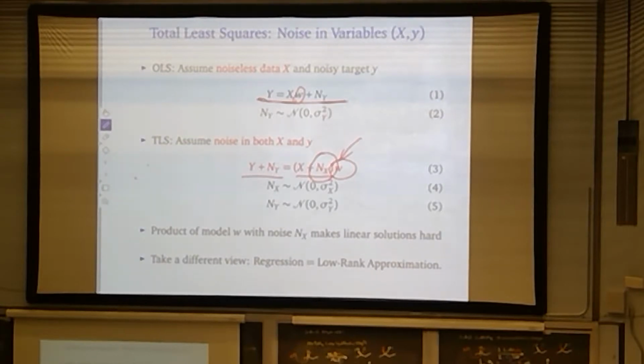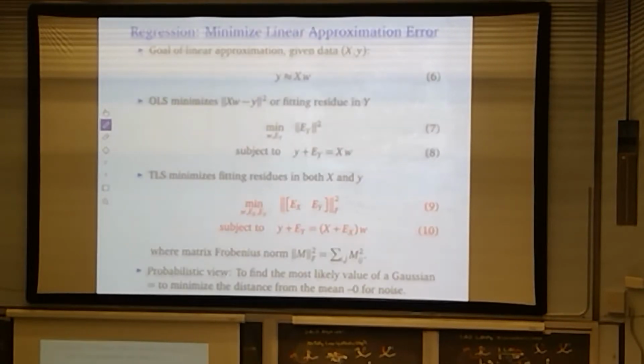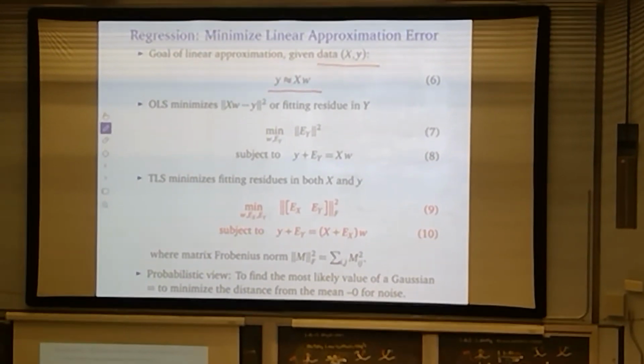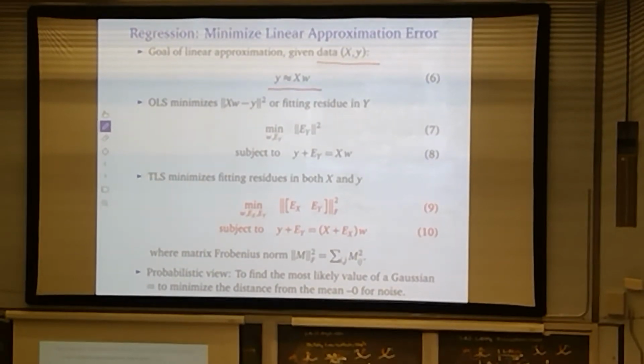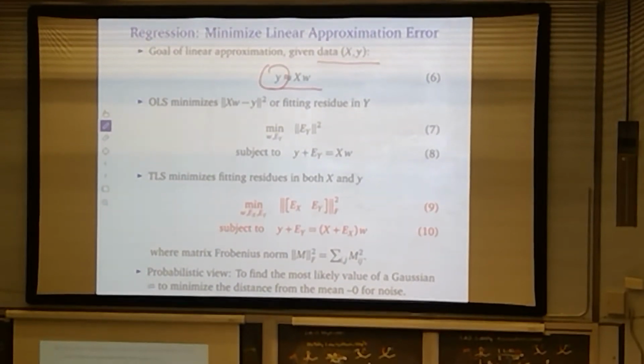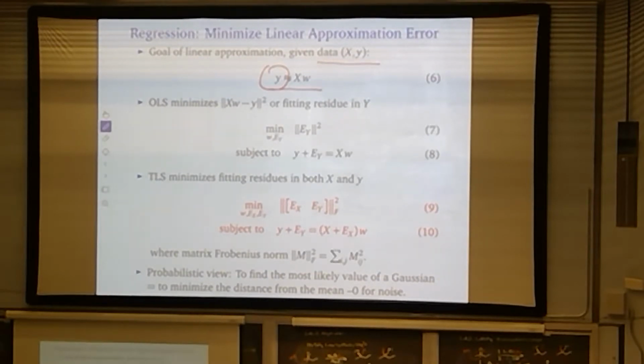And for TLS, we start to look at the regression from a very different perspective, so-called low rank approximation. So this is another way of looking at regression. What is linear regression? Given data x and y, we want to approximate y as a linear function of x. A linear combination of x gives you y. Of course, the actual data has noise, so probably you cannot achieve that. It doesn't fit as well, so it's just approximate, okay?